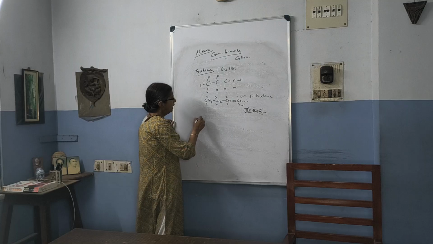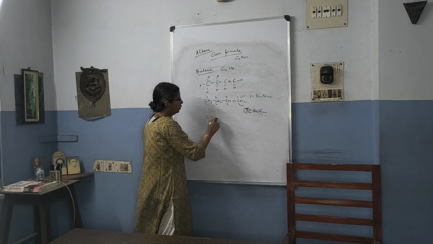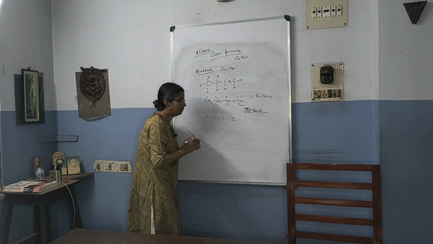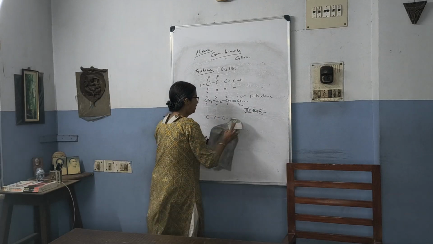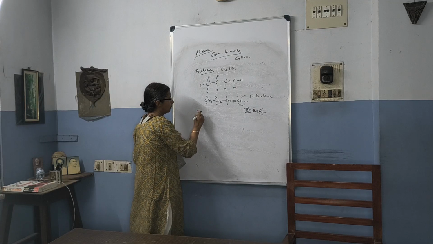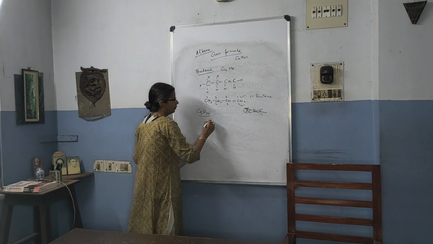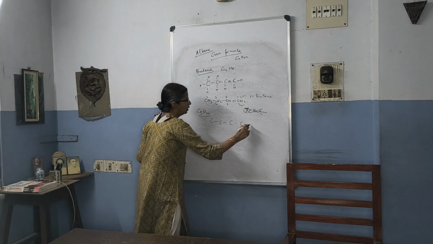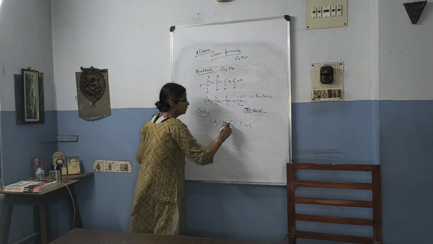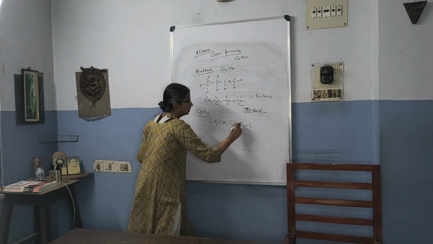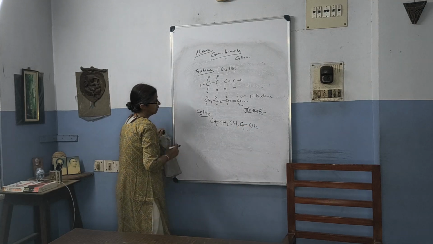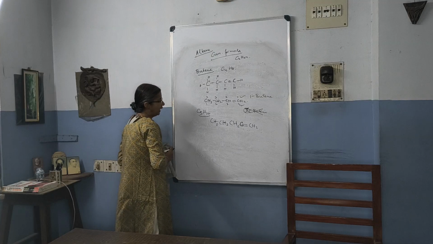This way we can do 1, 2, 3, 4 butene. In this way we can do 2-butene also, that we will discuss later on. Now we will move on to pentene, C5H10. In the same way we can form the double bond 1, 2, 3, 4, 5. So this is CH3, this is CH2, this is CH2, this one is CH, and the final one is CH2.